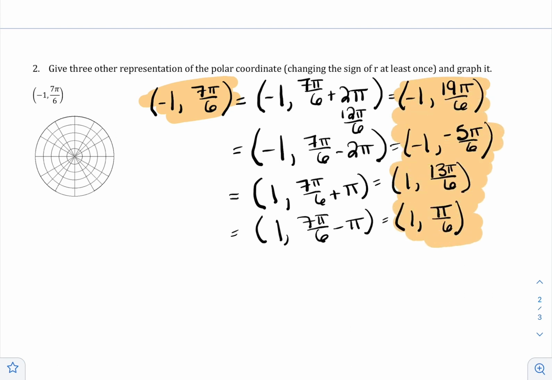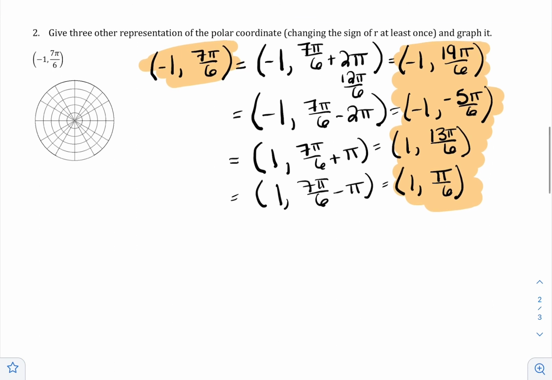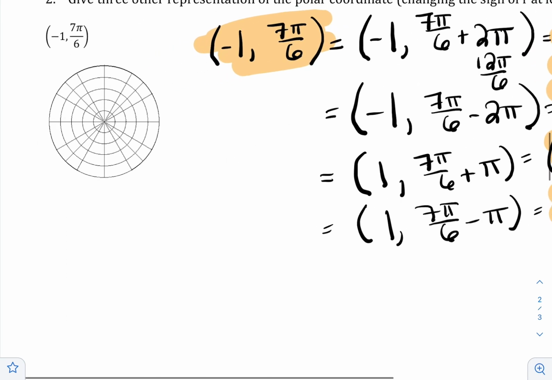That means that whichever one you graph, it's the exact same point on the graph. A question that students have asked me is, well, which one do I graph? It's all the same point. It doesn't matter which one you graph. So you kind of look at which one is the easiest. For me, the easiest is the last one, 1 comma pi over 6. But again, that's a preference.